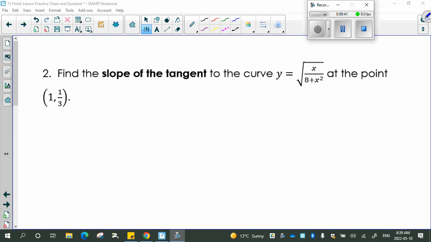So find the slope of the tangent to that curve at that point. Slope of the tangent to the curve at that point. So if you're analyzing this function here, what's going through your mind? Okay, so I could do that. I could totally do what Patrick said.